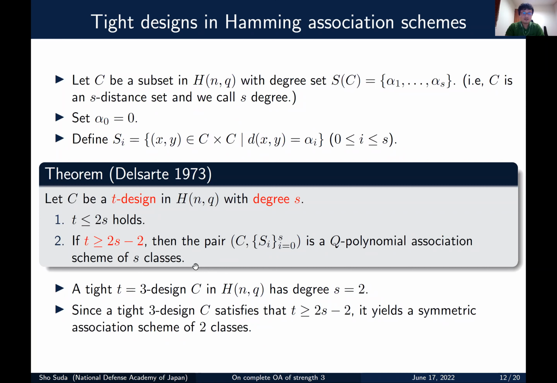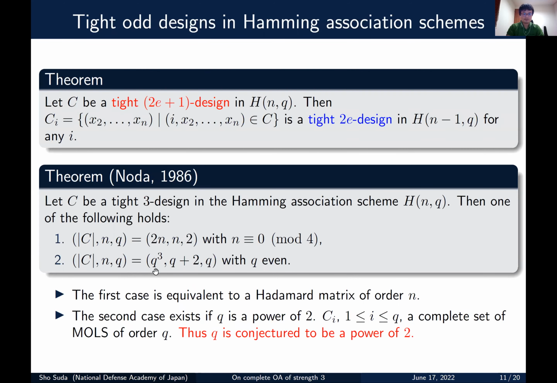If we apply this general result to our case, namely type 3 designs, the degree must be 2, and this case satisfies the inequality t is at least 2s minus 2, so we have a symmetric two-class association scheme, namely this object is the same as a strongly regular graph. Noda investigated its parameters, namely the intersection numbers, the eigenvalues, or the multiplicities of the eigenvalues of the corresponding SRGs. Then he arrived at his conclusion, namely this result.